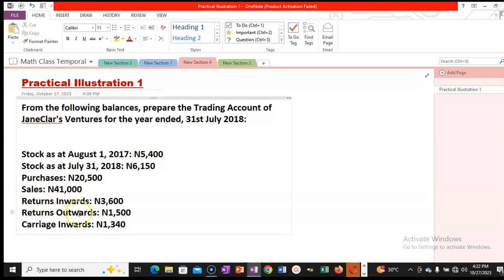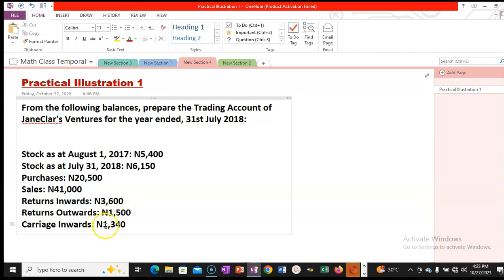Now, within this year, all our sales were 41,000. Now, we have what we call returns inward. Returns inward means that out of the sales we made, some of our debtors or customers returned some of the goods for whatever reason. There are many reasons why goods are returned, and the value of what they returned was 3,600. We too, who purchase from others, will do the same thing. Some of the goods we purchased were defective, so we returned the sum of 1,500.